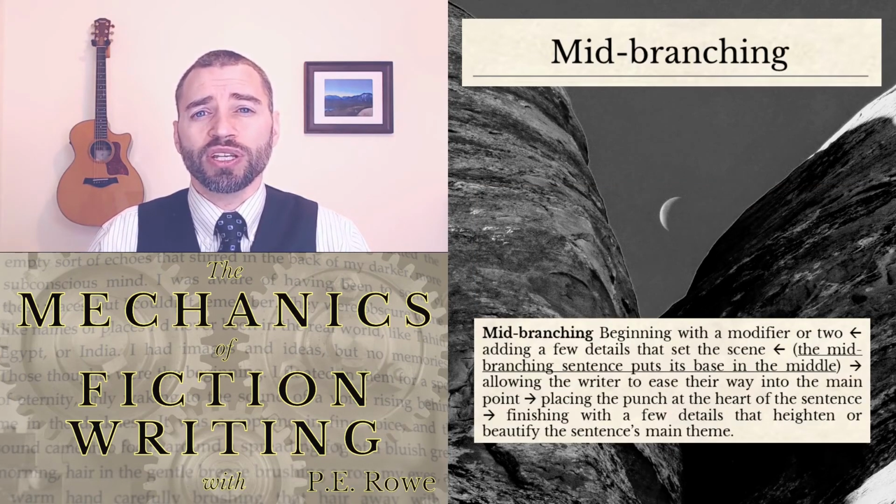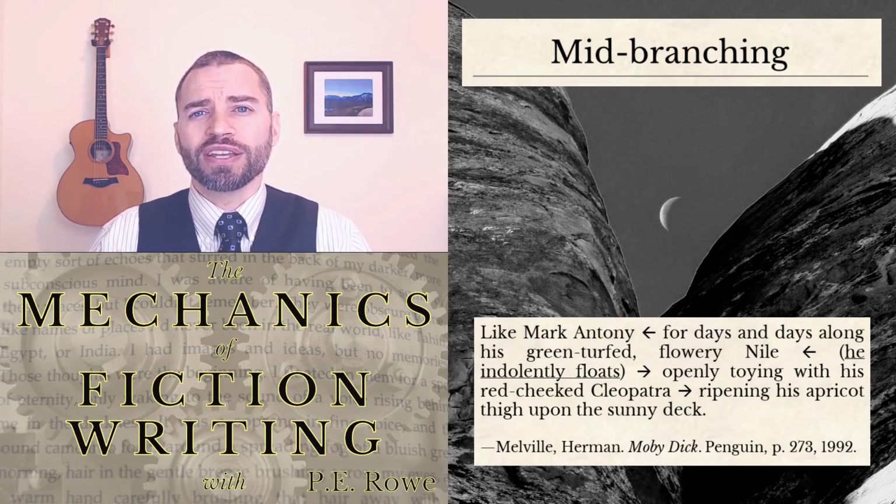One thing to be especially careful of with this form is loose and dangling modifiers. Make sure each modifier is clear in what it's describing. When used properly, a mid-branching loose modifier can add descriptive force and specificity to a narrative. Let's let Melville finish off this syntactical trifecta properly. Like Mark Antony, for days and days along his green-turfed, flowery Nile, he indolently floats, openly toying with his red-cheeked Cleopatra, ripening his apricot thigh on the sunny deck.